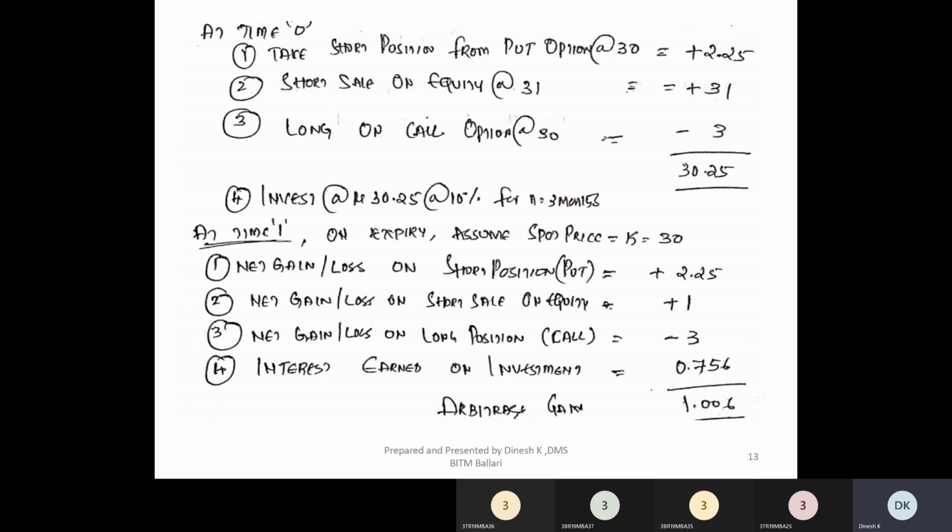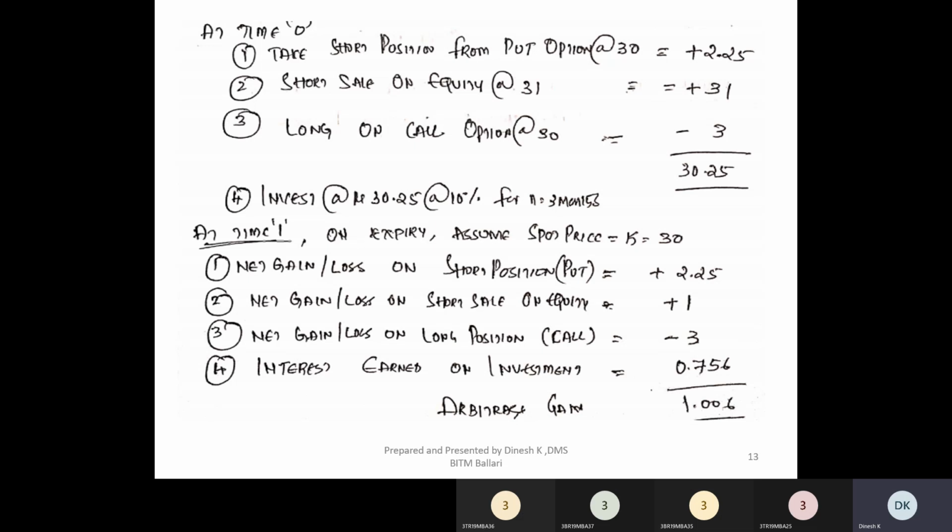The same problem. You have invested 30.25 rupees at 10% for 3 months. What is the interest that you have earned? When you want to calculate the interest, you need to apply the principal plus interest formula, that is P(1 + R×T). So P is 30.25, open the bracket, 1 plus.